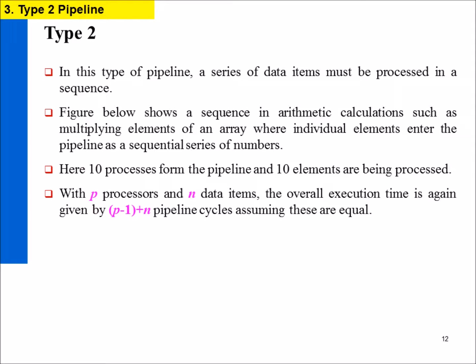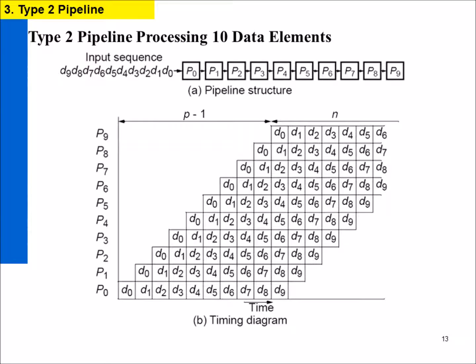So that was type 1. Now let's look at type 2. In type 2, a series of data items must be processed in a sequence. This appears in arithmetic calculations such as multiplying elements of an array, where individual elements enter the pipeline as a sequential series of numbers. Here is a picture illustrating this kind of type 2.